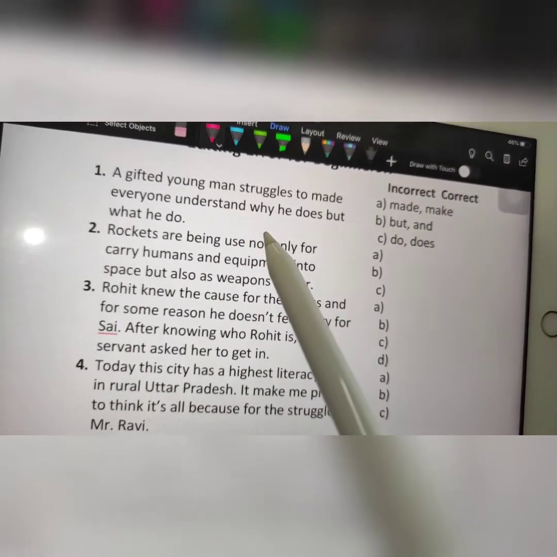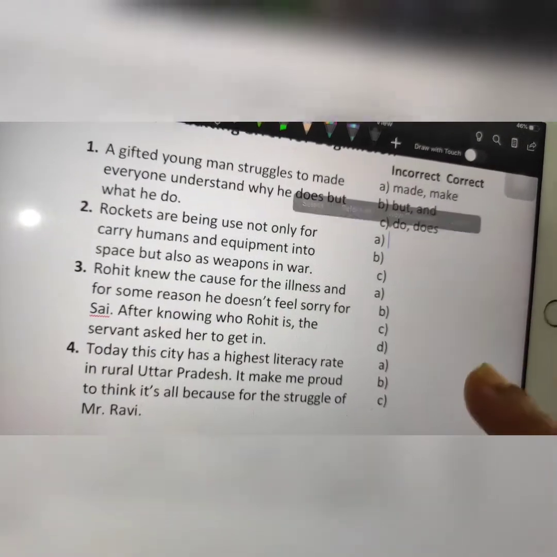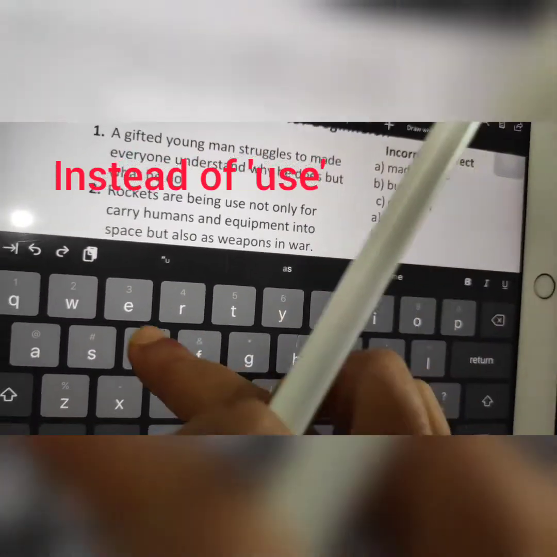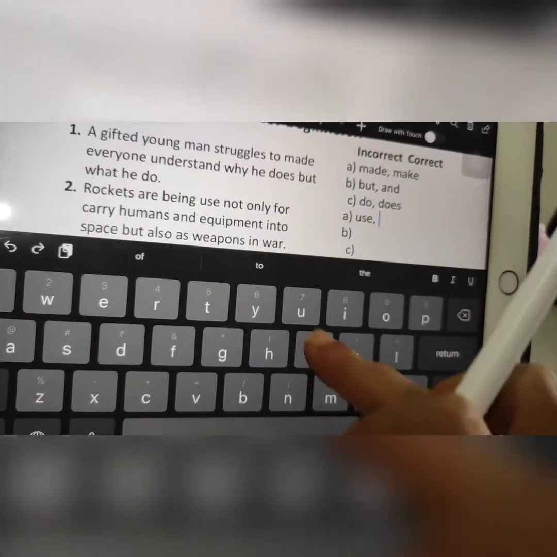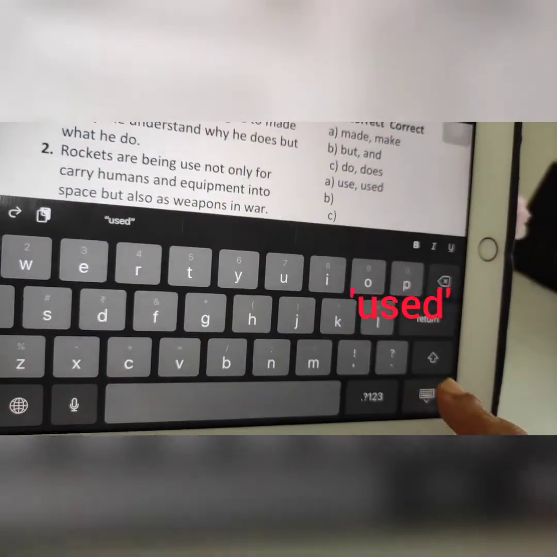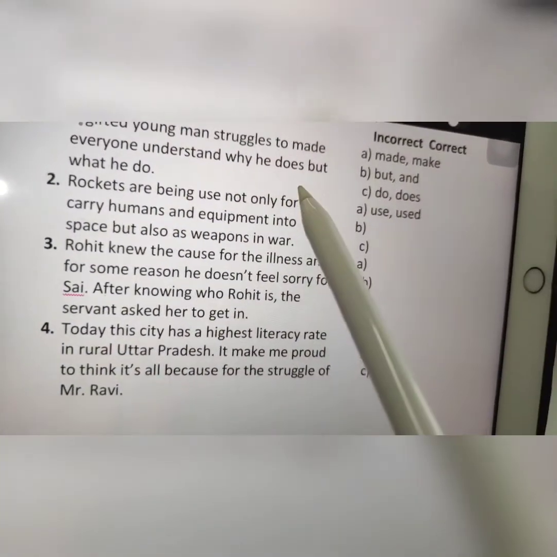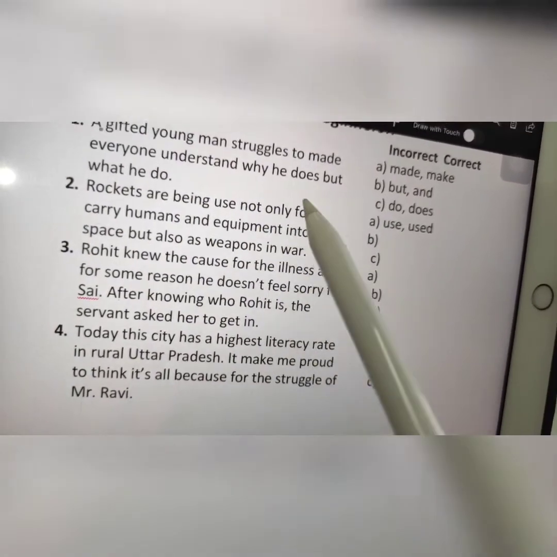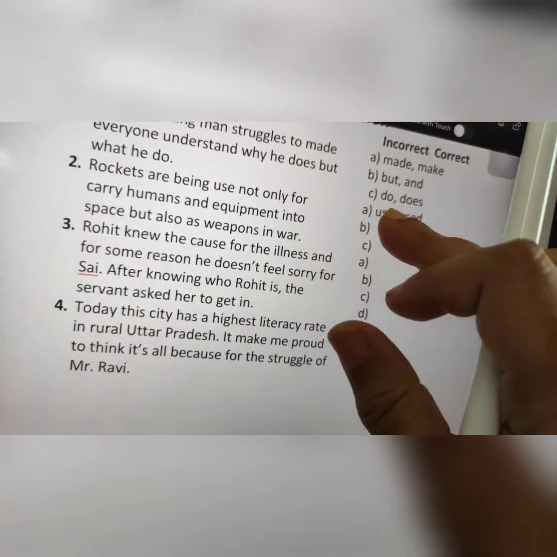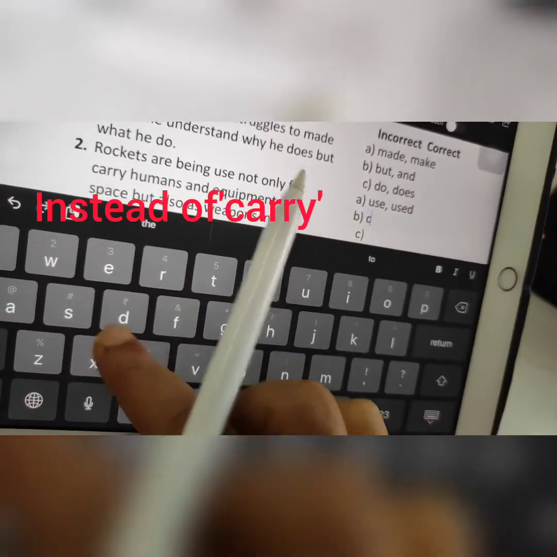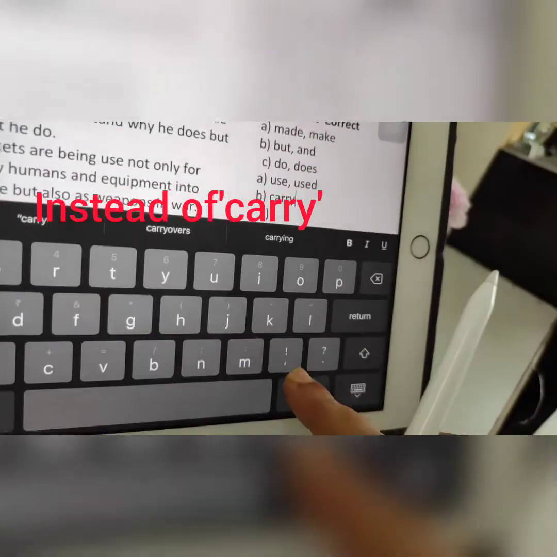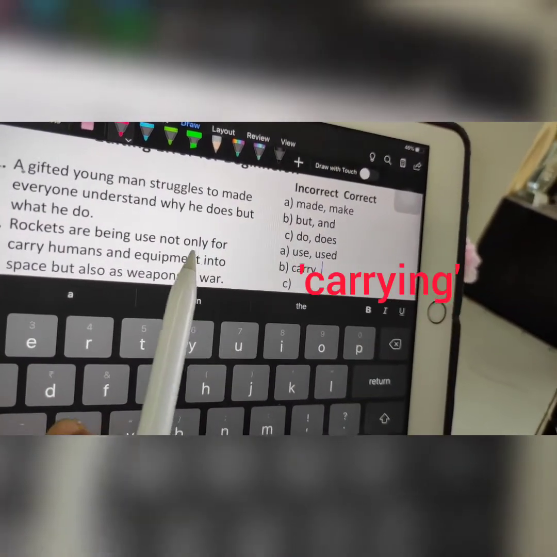Now let's do the second paragraph. Rockets are being used not only for. So here the error is use and the correct word is used. So first of all, I will write down use, the wrong word, and then the correct word used. Now, next line, for carry humans and equipment into. With for, we will write down carrying, ing form. So, the wrong word first, carry, and then the correct word, carrying.